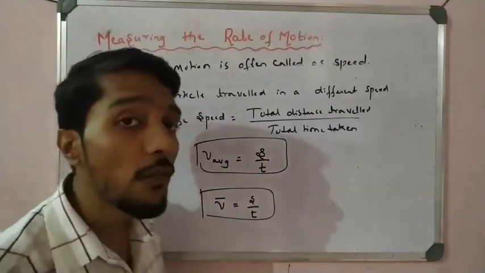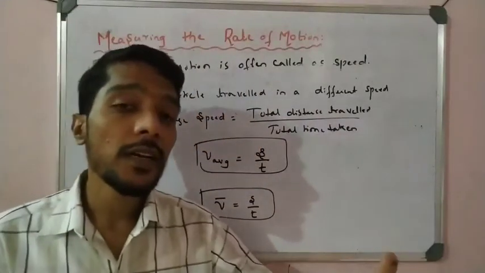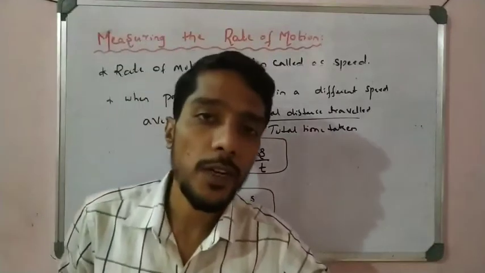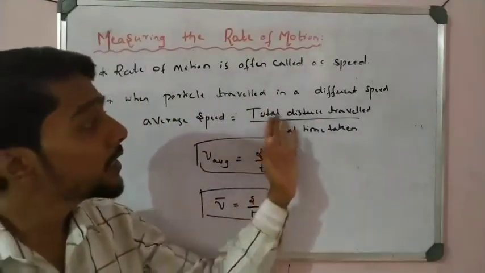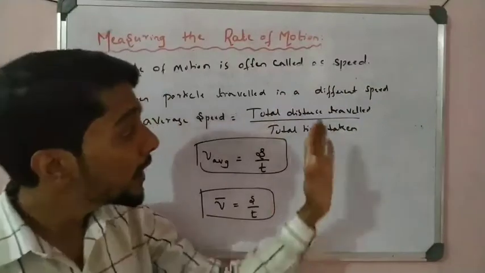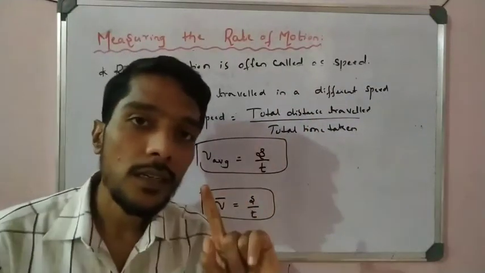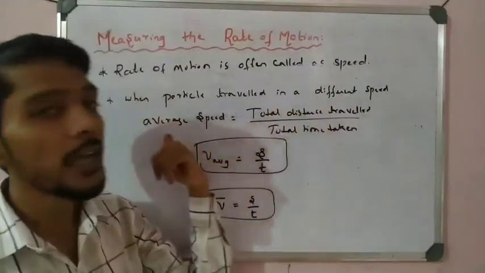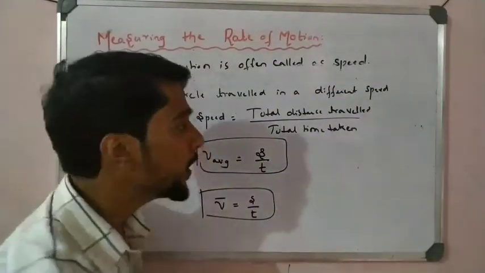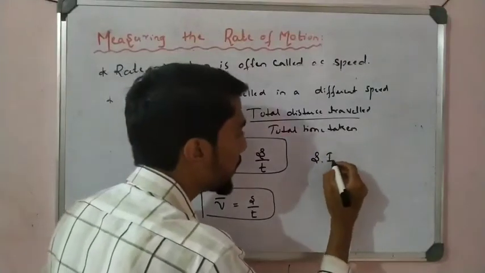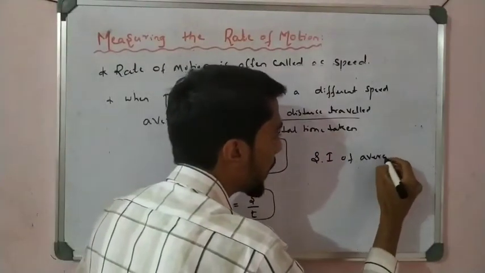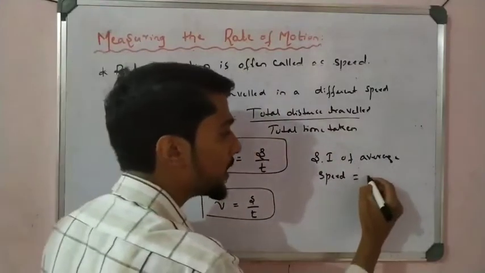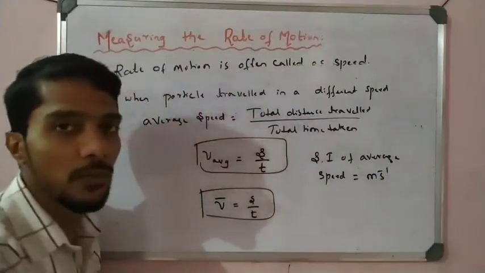So when the bike travels at different speeds in the journey, we take the total distance traveled by the total time taken. Only distance by time is simply speed, but when total distance and total time come in, it is average speed. The SI unit of average speed is also the same, meter per second. There is no difference.